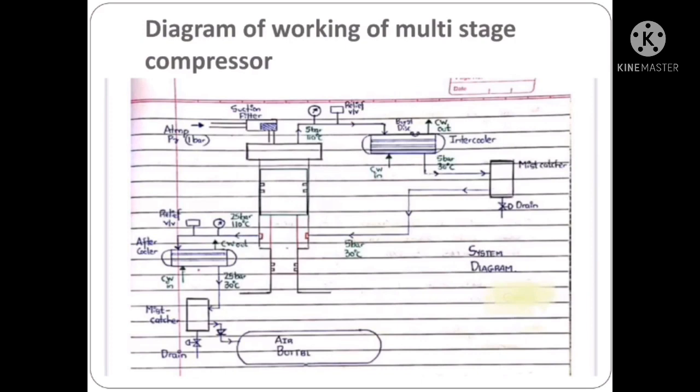Now here is the working diagram of the multi-stage air compressor. As the piston moves from TDC to BDC, air will be sucked in from the air filter. Then when the piston moves from BDC to TDC, it will get compressed and it will flow through the discharge valve to the intercooler. In the intercooler, air will pass through the tubes and around the tubes there will be water which will be cooling the air.